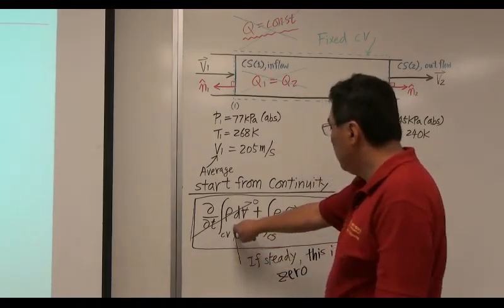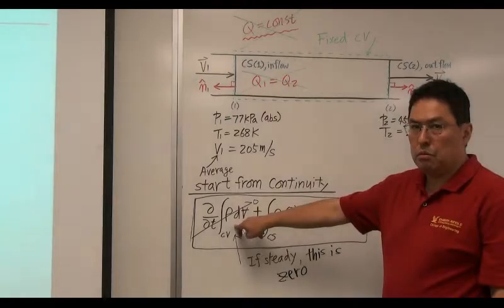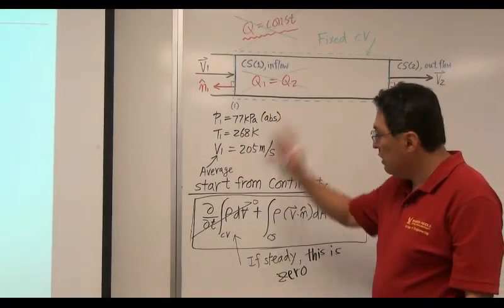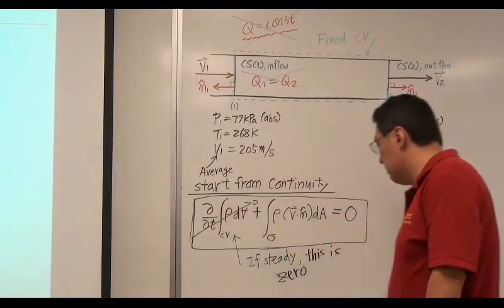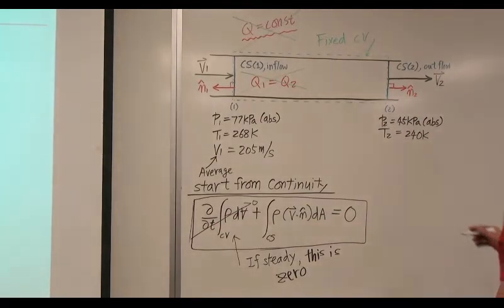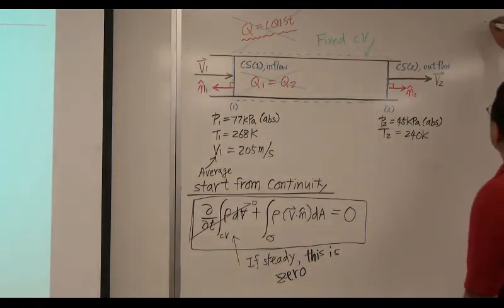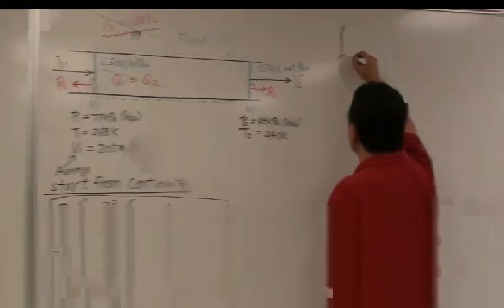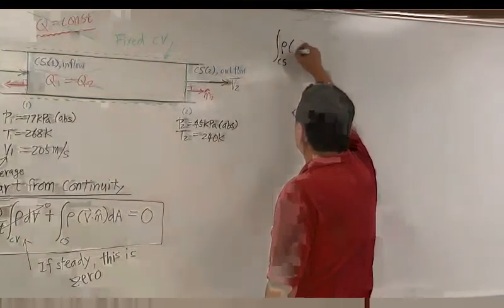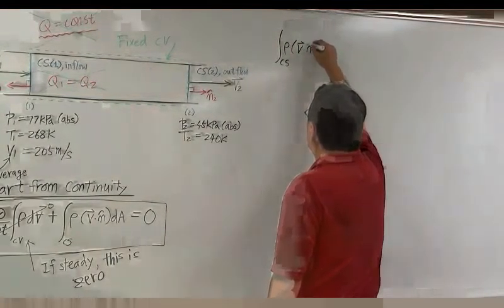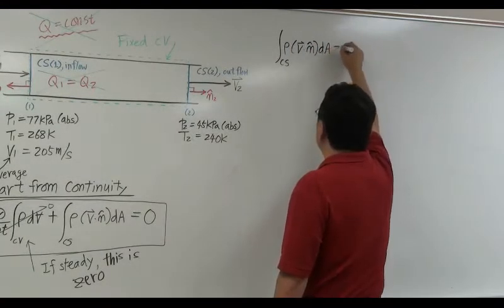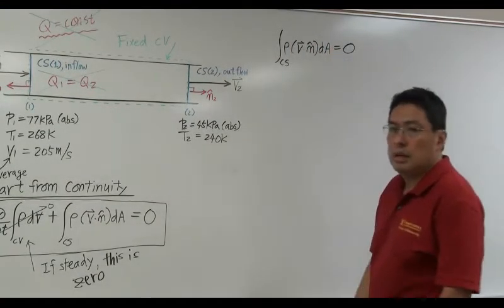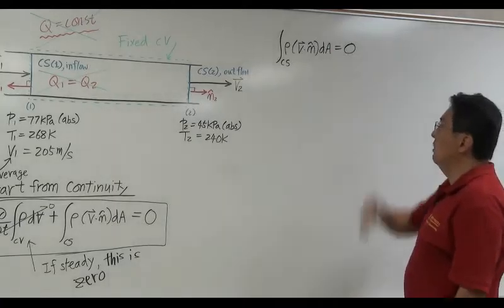This term indicates how much mass changes within the control volume. It's not going to change, so that means the time rate of change is 0. Right? Okay. So here is my equation: integral over control surface of rho V dot n dA is equal to 0. Okay. So I simplified a little bit.